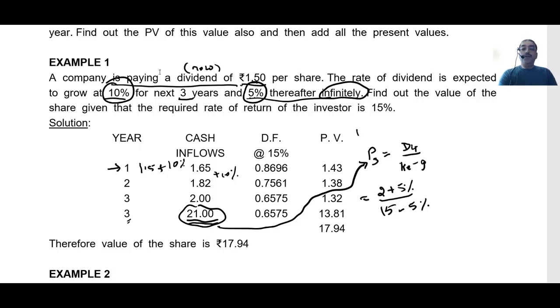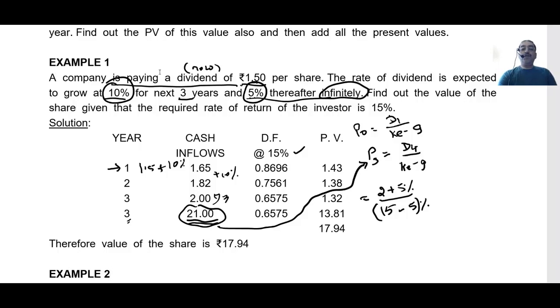So P0 is equal to D1 upon KE minus G, and P3 is equal to D4 upon KE minus G. D4, how to get D4? D3 is 2 rupees. 2 rupees plus 5% will give me D4. And KE is the cost of equity, which is 15%, your discounting factor, minus 5%. So 2.1 divided by 10% is 21.